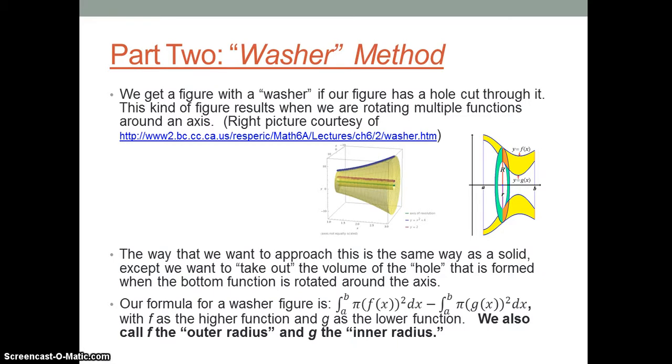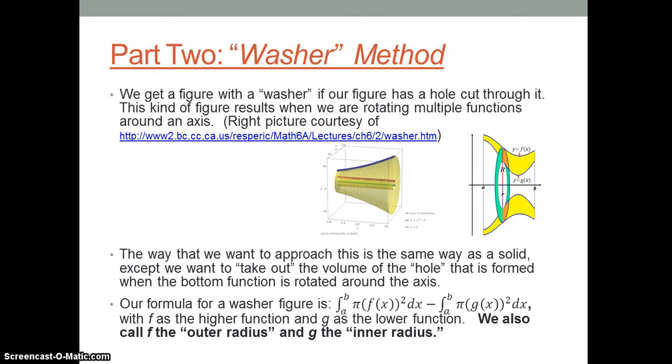The washer is a little bit more demonstrated on the right picture there, where we're taking a function f, we're rotating it around the x-axis. Then we take a function g, we rotate that function around the x-axis. So the way that we want to approach this is the same way as a solid. We get a solid, in fact, when we rotate the function y is equal to f of x around the x-axis, but we want to take out the volume of the hole that's formed when the bottom function, in the case of the right picture, that's g of x, is rotated around the axis.